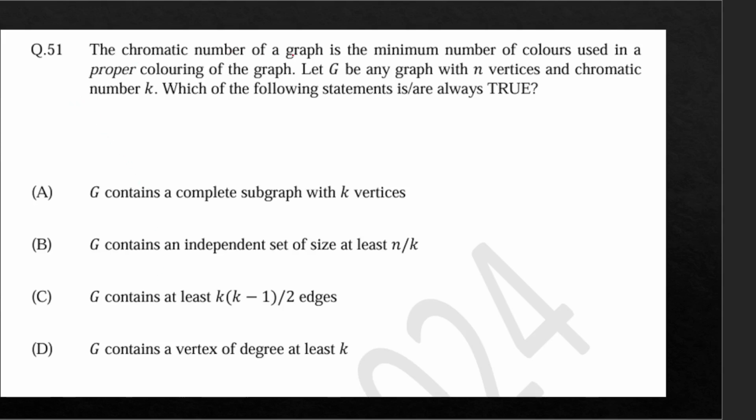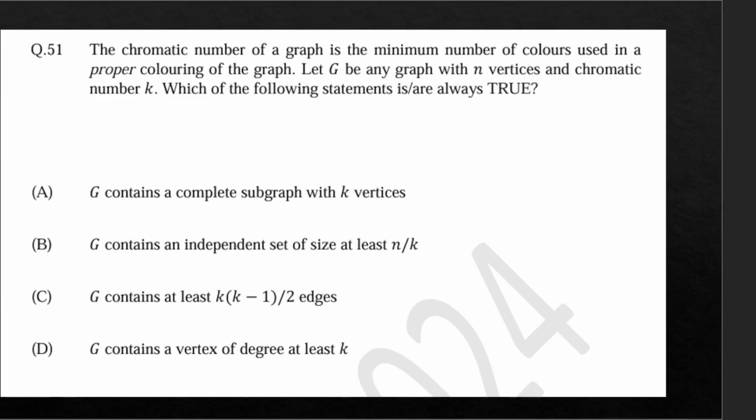See, the chromatic number of a graph is the minimum number of colors used in proper coloring of a graph. Let G be any graph with n vertices and chromatic number k. Which of the following statements are always true? So first option is false. Why? Because chromatic number k does not necessarily mean that the graph contains a clique on k vertices.